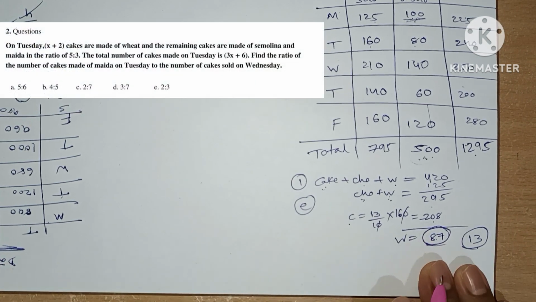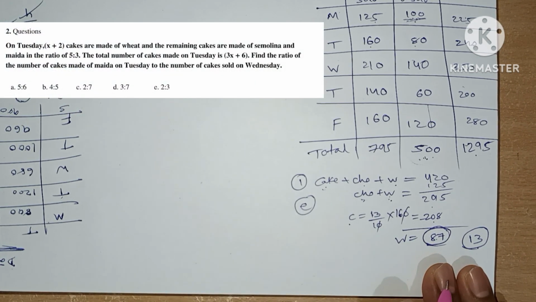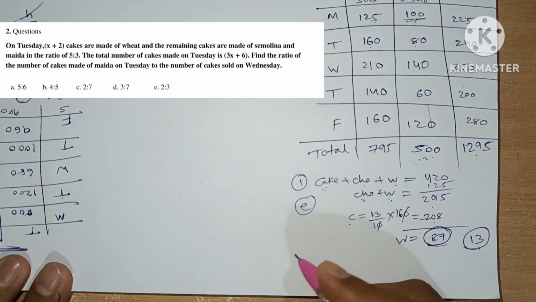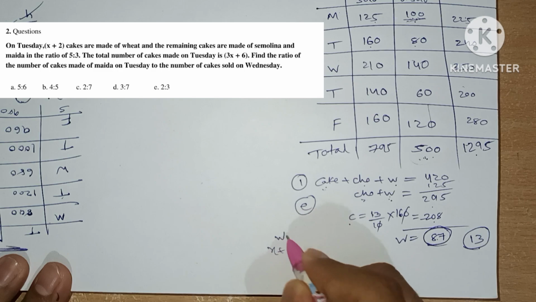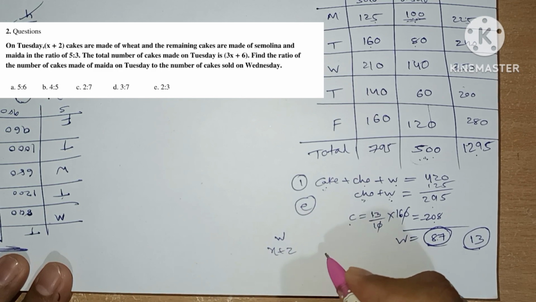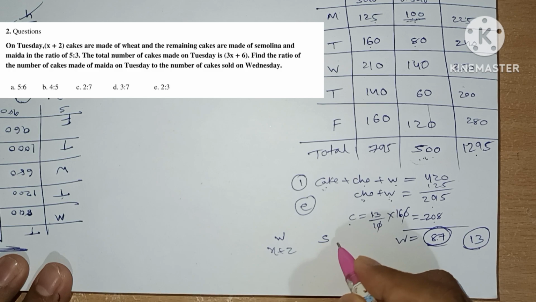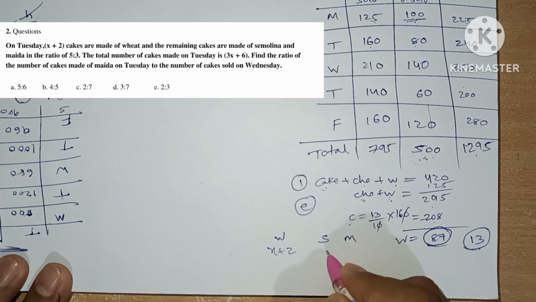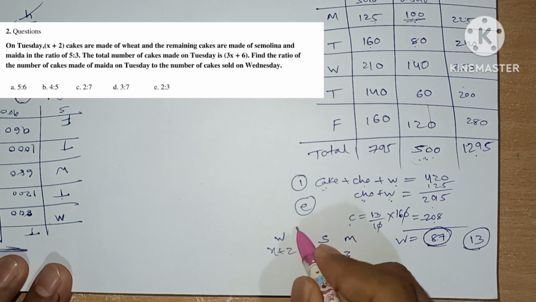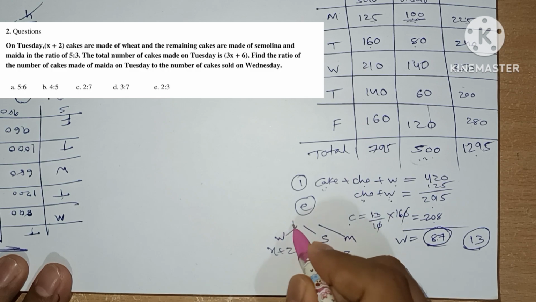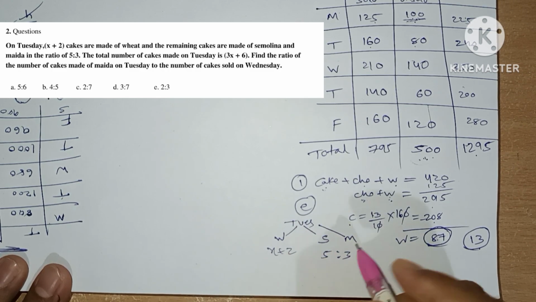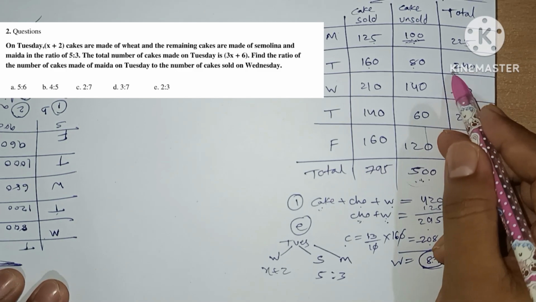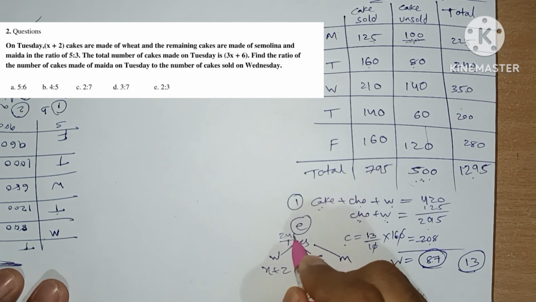Now we are moving to question number 2. On Tuesday, x plus 2 cakes are made of wheat, and the remaining cakes are made of semolina and maida in the ratio of 5:3. So these are all from Tuesday. These cakes are all made on Tuesday. So on Tuesday the total value is 240.